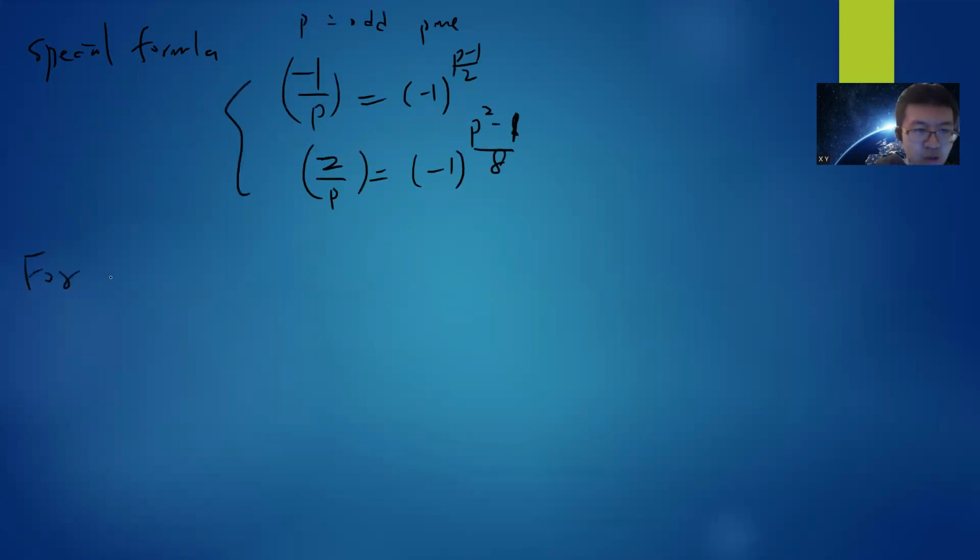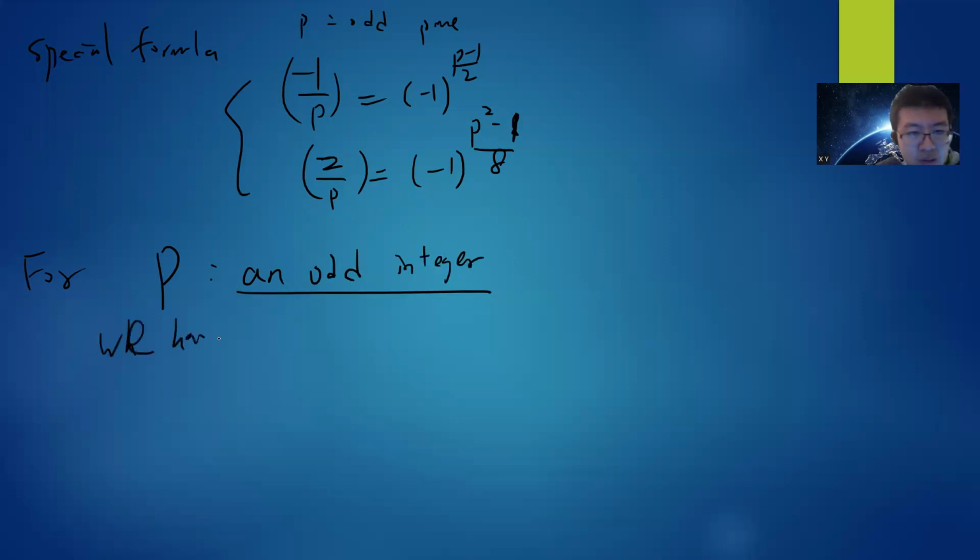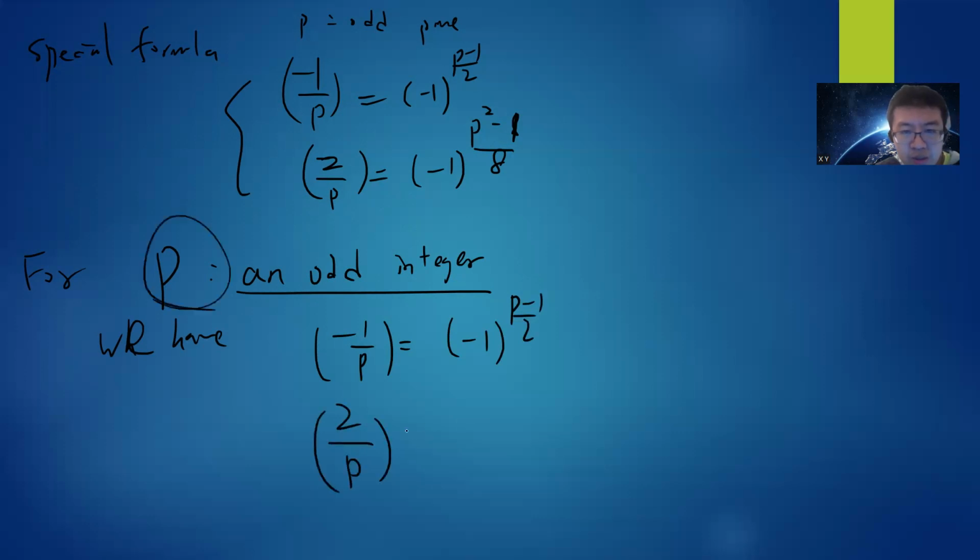And for the Jacobi symbol, we have the same results. So we can consider p just an odd integer, and we have (-1/p) equals (-1)^((p-1)/2), and (2/p) equals (-1)^((p^2-1)/8). So now this p is a general integer, it's not forced to be prime.